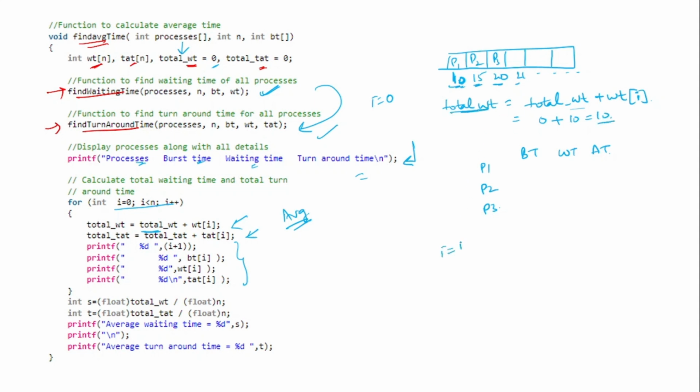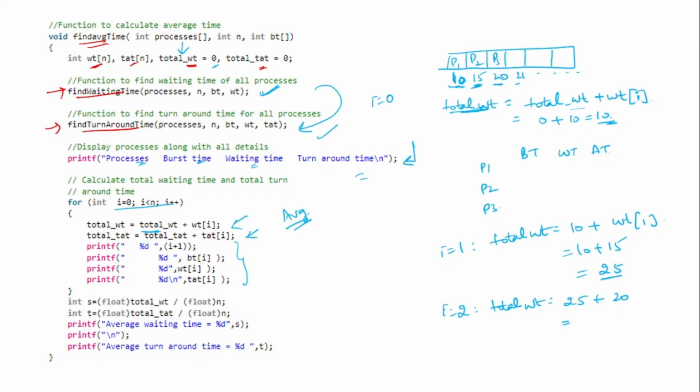Again, when i is equal to 1, what happens? Total waiting time would be the earlier waiting time, which is 10, plus the waiting time of the first process, which is 15, because now this is the first process, and I get the value 25. Now the loop will go on. For i equal to 2, I'll have total waiting time equal to the previous waiting time, which is 25, plus the waiting time of this process, that is P3.